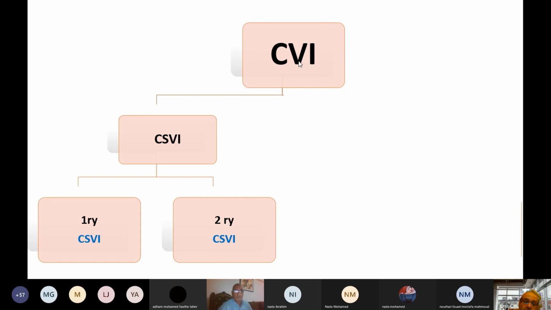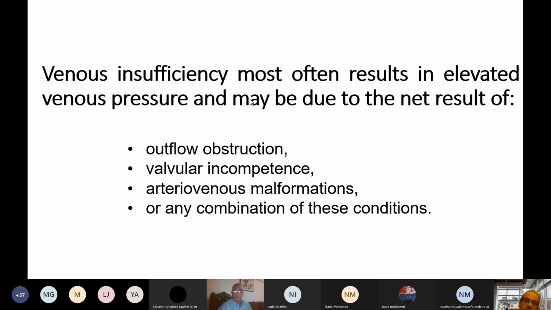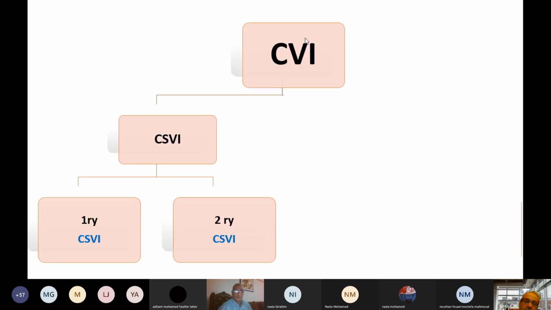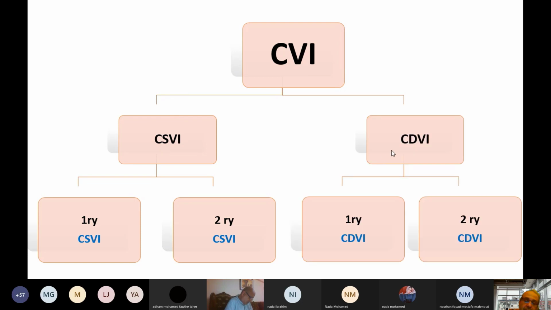To classify the problem of venous insufficiency, we said that this is the syndrome that we speak about, chronic venous insufficiency. What is chronic? It is a chronic condition, not an acute one, affecting the venous system, resulting in improper functioning of the venous system. When you have chronic venous insufficiency, it could affect the superficial system or the deep system. So we have either chronic superficial venous insufficiency or chronic deep venous insufficiency.